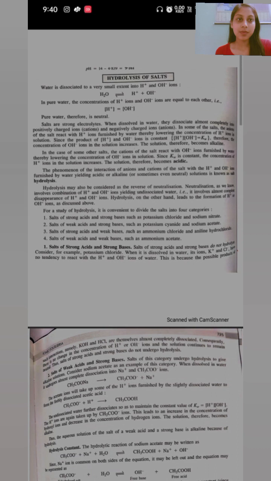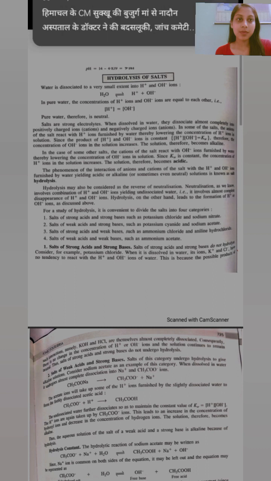Hydrolysis of salts. Water is dissociated to a very small extent into H+ and OH- ions. In pure water, the concentrations of H+ ions and OH- ions are equal to each other. That is, [H+] = [OH-]. Pure water, therefore, is neutral.